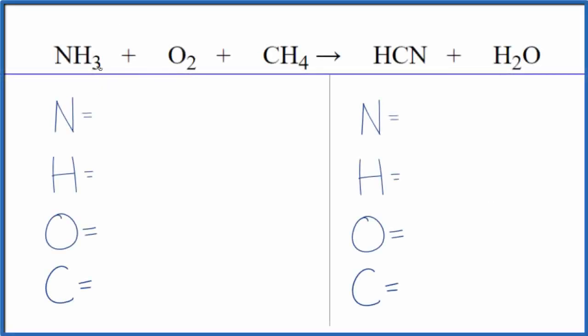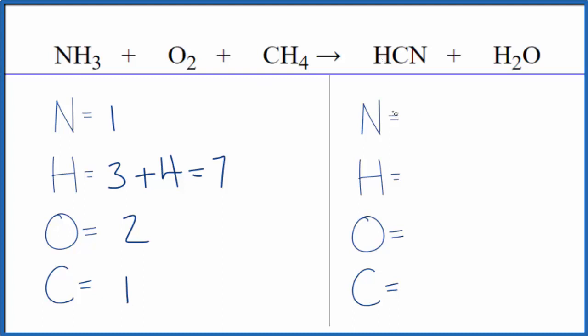In this video, we'll balance the equation for NH3 plus O2 plus CH4. We have ammonia plus oxygen gas plus methane. Let's count the atoms up and then balance the equation. We have 1 nitrogen, 3 hydrogens, but be careful, we have these 4 here, so we need to add those in. So we have a total of 7 hydrogens on the reactant side, 2 oxygens, and just the 1 carbon.